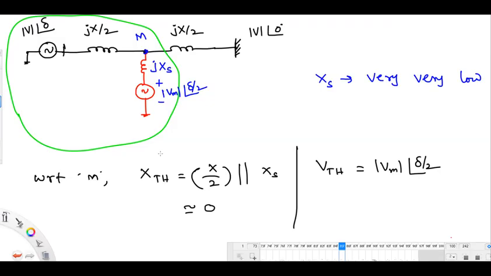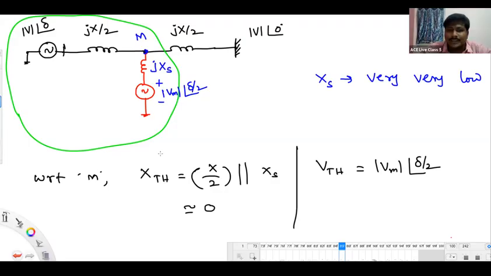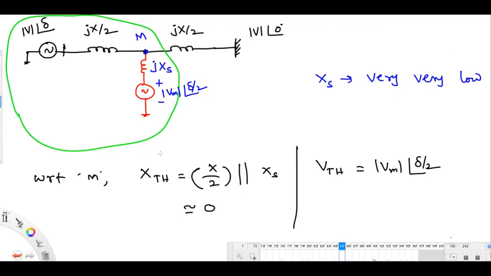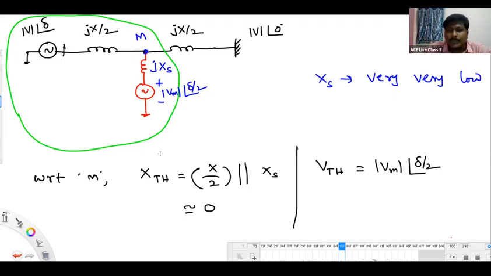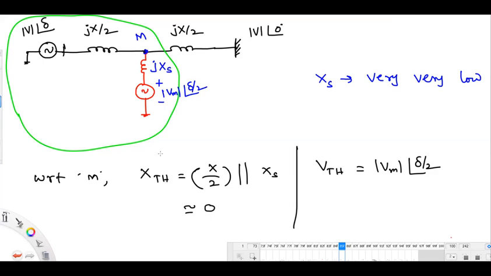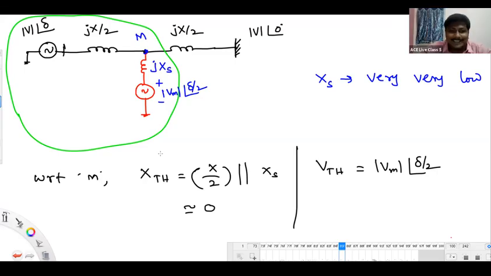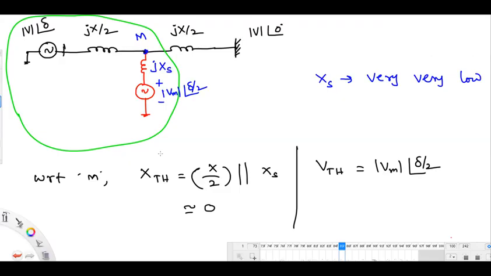What is steady state stability? Studying the stability for small disturbances. Steady state stability limit means Pmax. That's it, steady state stability means P maximum. Steady state stability means dP by d delta, sir. I was saying both steady state stability. Tell me, what is the P maximum name?